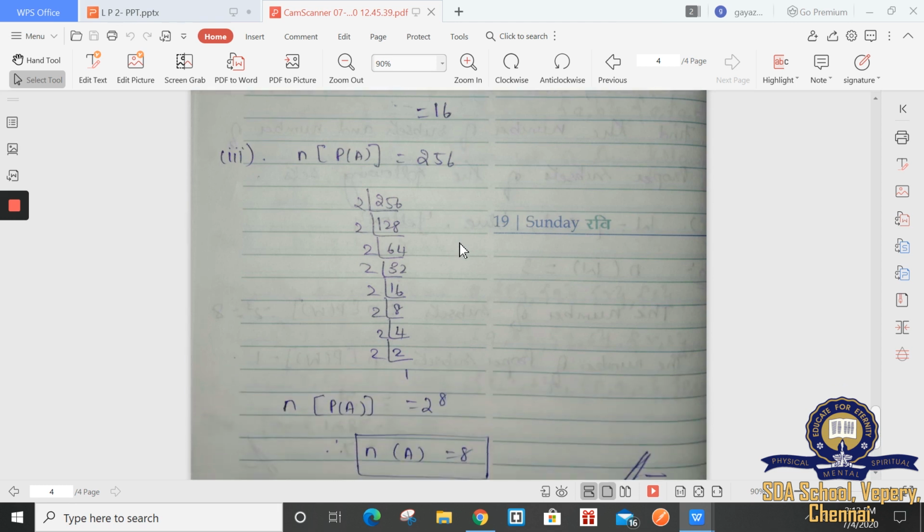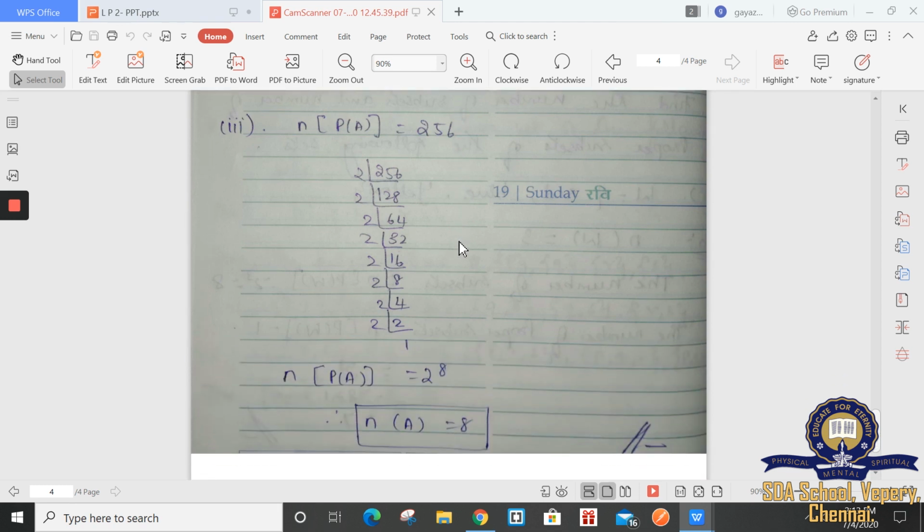Let's move on to the next sum, third subdivision. What is given to me? n of P of A is 256. This is given to me. What am I supposed to find? I'm supposed to find n of A. So basically, I have to take the square root of 256 using the prime factorization method. If I take it, I get 2 power 8. So my n of A is the power of 2, which is 8. Right, students?